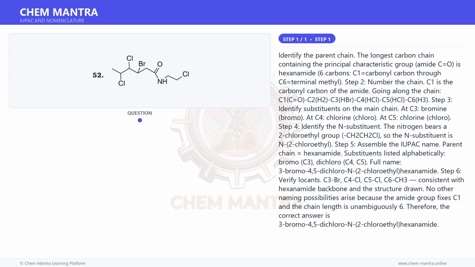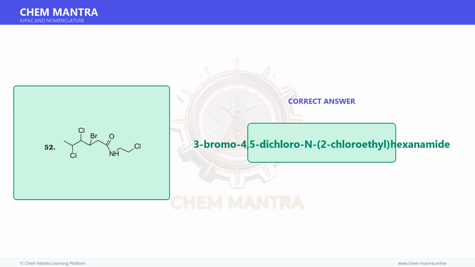C3 Br, C4 Cl, C5 Cl, C6 CH3, consistent with the hexanamide backbone and the structure drawn. No other naming possibilities arise because the amide group fixes C1 and the chain length is unambiguously 6. Therefore, the correct answer is 3-bromo-4,5-dichloro-N-2-chloroethyl hexanamide. The correct answer is shown on screen.